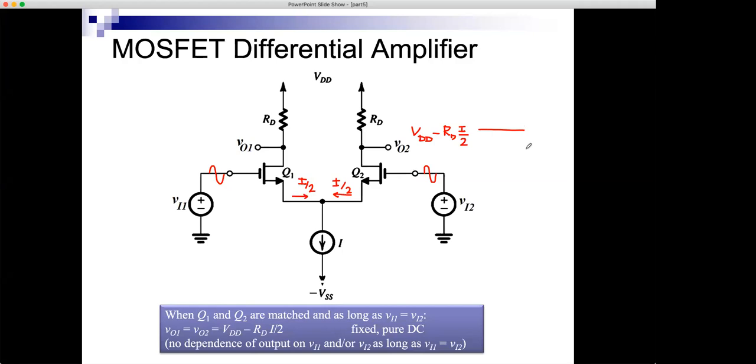We showed now that this circuit, given the two matched MOSFETs and the two equal resistors, would reject equal inputs. But that's not enough. We need to show that it likes unequal inputs. It amplifies differences.